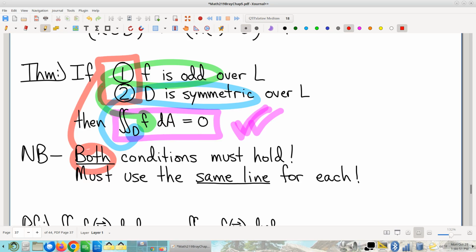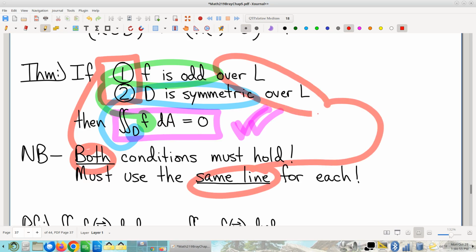Also, and even more subtle, you've got to use the same line for both of these symmetries. That's, again, a critical detail, but easy to kind of subtly overlook. So heads up about that as well.